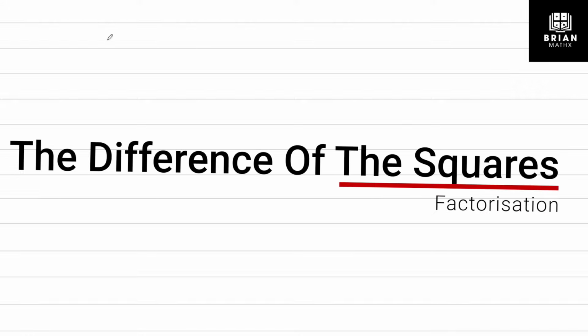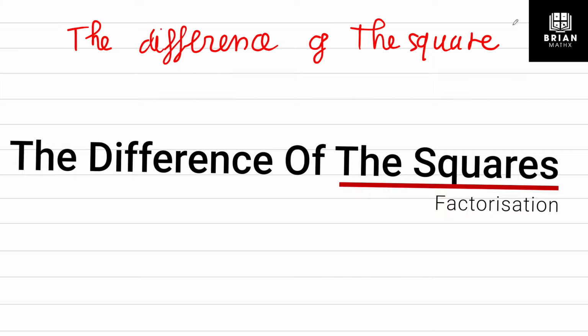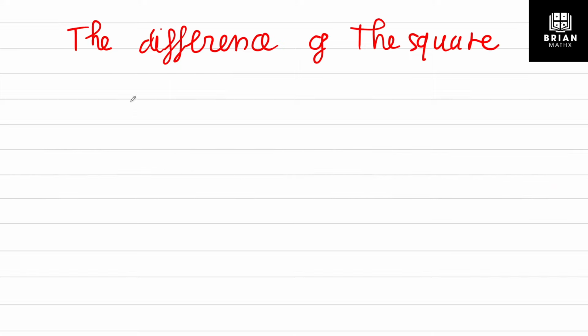Continuing on factorizing, we have a new formula in this video. We call it the difference of squares. The difference of squares is not too difficult. The formula is something like this: a square minus b square. That's why we call it the difference of squares.